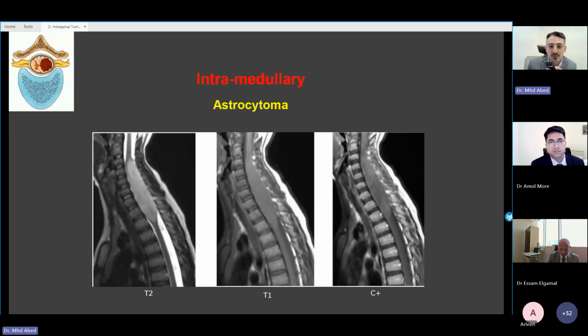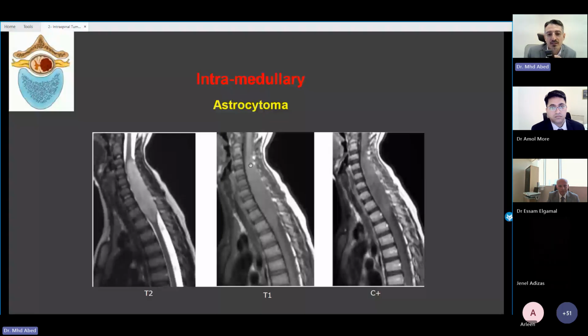If we see some images, this is a child who has this intramedullary lesion which extends multisegmentally. It's causing mild swelling and edematous enlargement of the spinal cord on T2. On T1, there is no difference. It's not well appreciated according to the signal itself, but there is a very large mass lesion here. And after contrast, this lesion doesn't demonstrate very obvious enhancement. There is only patchy enhancement, and this was astrocytoma.